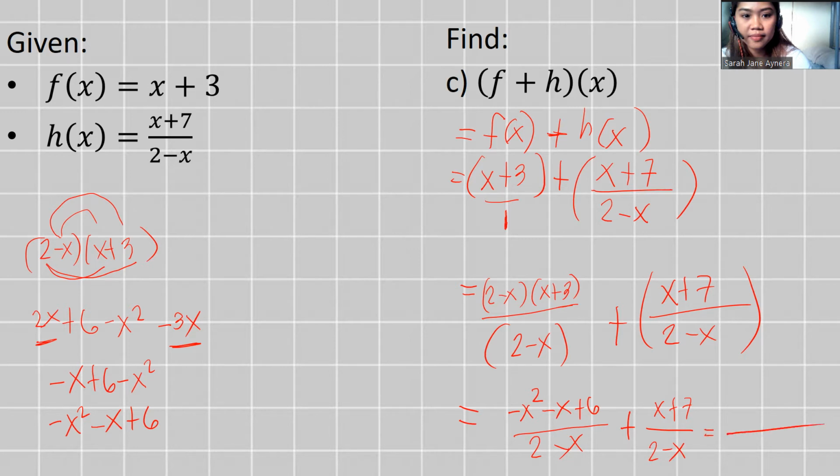Okay. Copy the common denominator, 2 minus x. Perform the operations in the numerator. Combine like terms. Copy the negative x squared because it has no like term. Negative x plus x is 0. 6 plus 7 is 13. So, negative x squared plus 13 over 2 minus x.